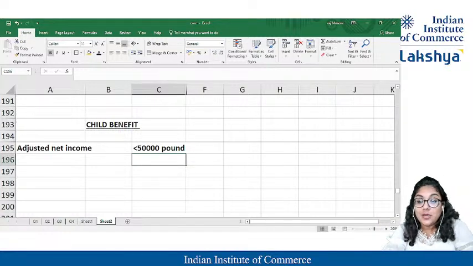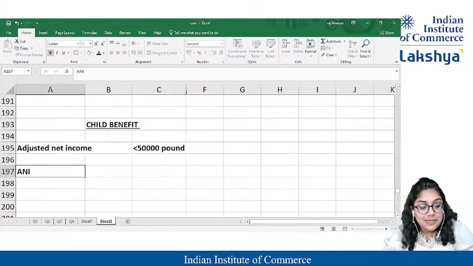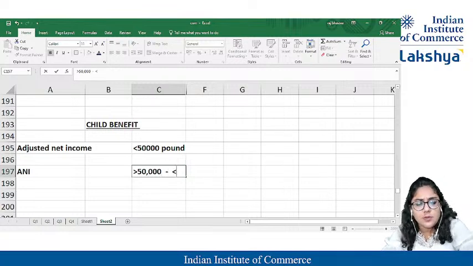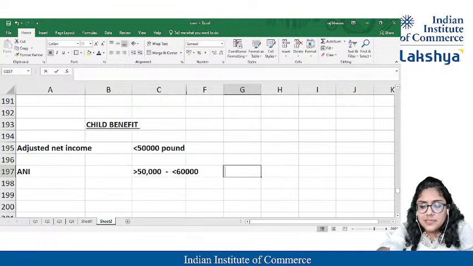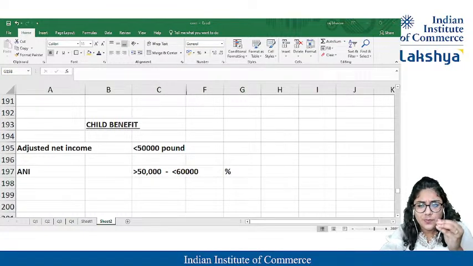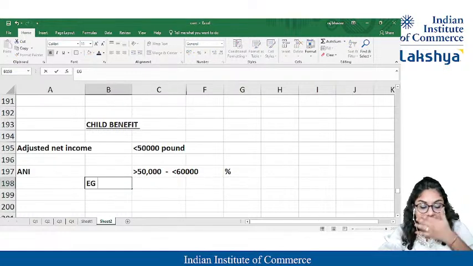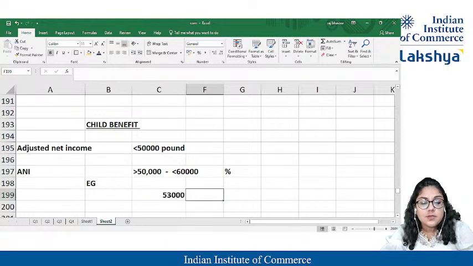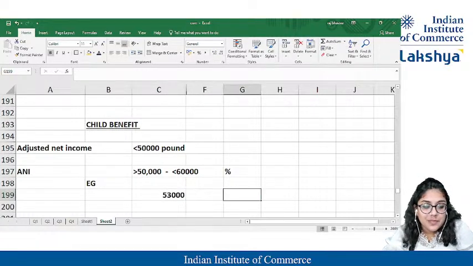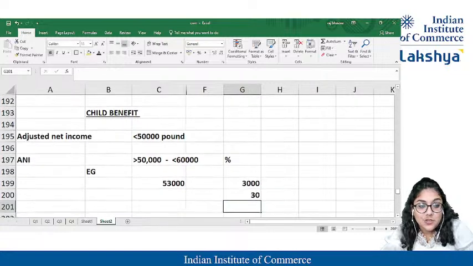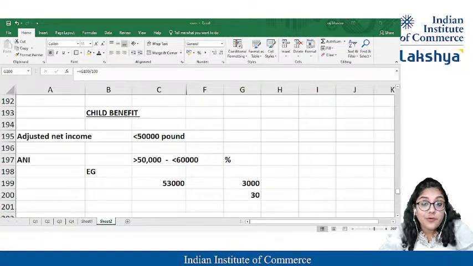But if your adjusted net income, I'll write ANI, is more than 50,000 but restricted to less than 60,000, then some percentage of tax we will charge. What could that percentage be? Let's say, for example, my income was 53,000. By how much is it more than 50,000? It's just 3,000 more. So 3,000 divided by 100, so basically we will take a charge of 30% on that. That's all.